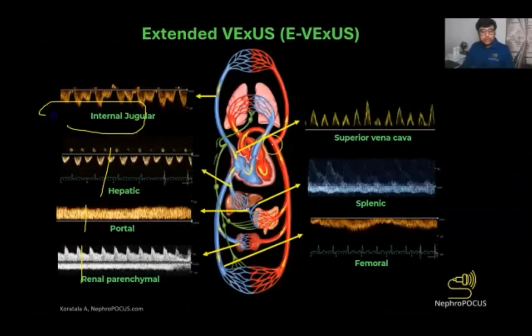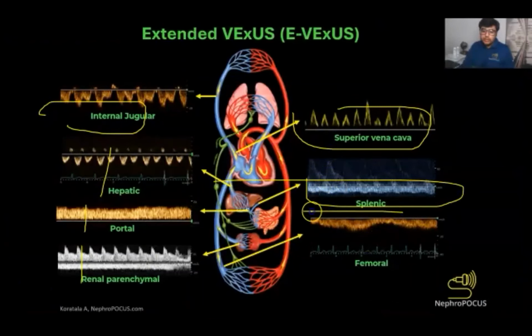You can do internal jugular Doppler. You can do superior vena cava Doppler, either from the suprasternal window or subxiphoid bicaval view. You can do splenic vein Doppler, and you can do femoral vein Doppler. No matter what you do, don't forget to interpret these in the right clinical context.